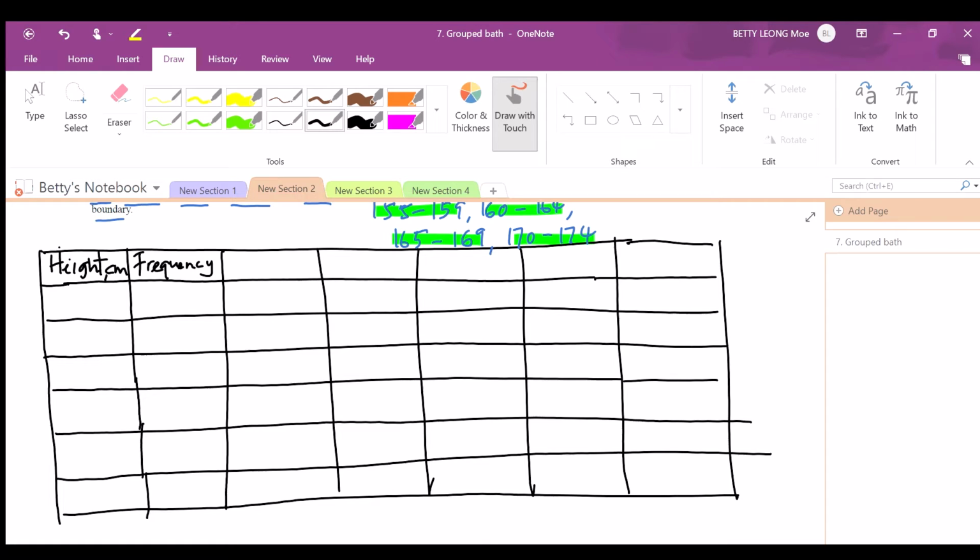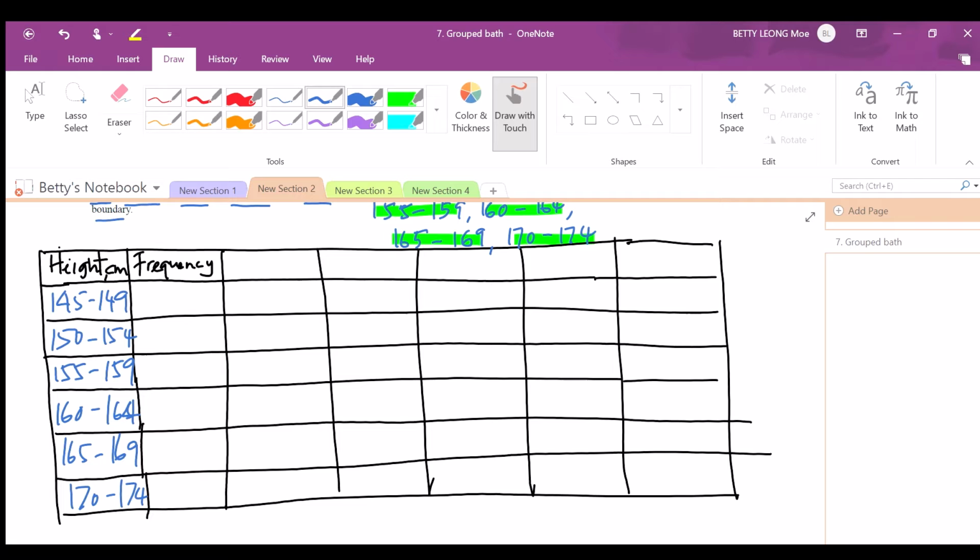So do you still remember the classes? The classes will be 145 to 149, 150 to 154, 155 and so on. Now you want to find the frequency.